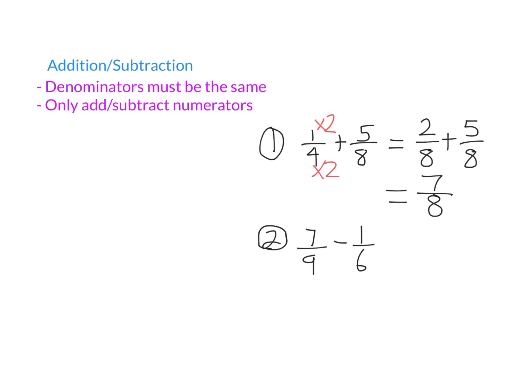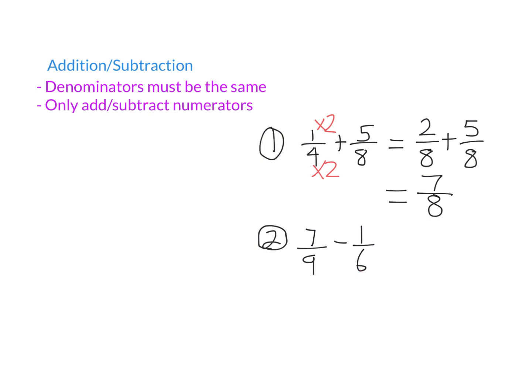It works very similarly for subtracting. So 9 and 6, clearly the denominators here are different. So I can't multiply 6 by a number to get 9. So what I'm going to do is find the lowest common multiple of these two numbers. Now that turns out to be 18. 18 is the lowest number divisible by 9 that is also a multiple of 6.